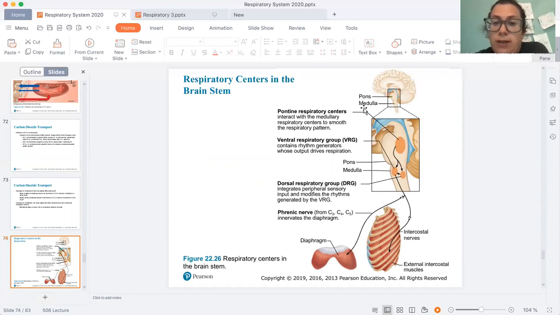We have a center called the pontine respiratory center, and that's in the pons. And then we also have different groups. I'm not going to have you responsible for knowing the groups. All I want you to know is pons and medulla are responsible for maintaining that respiratory rate.